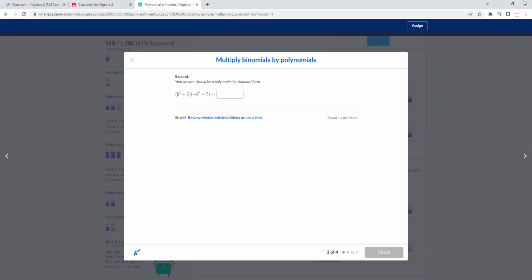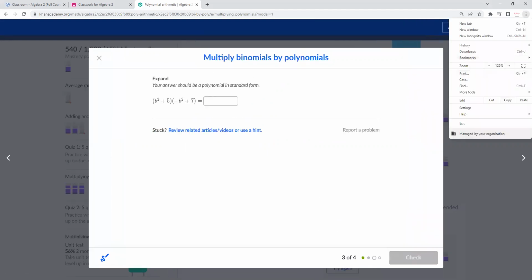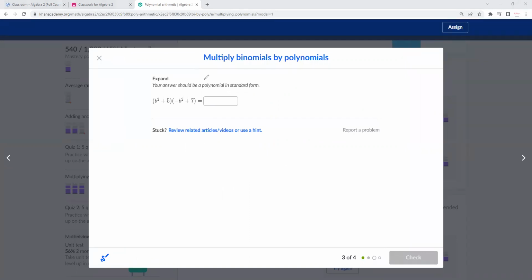Okay, here are two binomials. And a binomial, by the way, is two terms. You have monomials, which are one term. Binomials are two terms. Trinomials are three terms. And polynomials are usually three or more terms, usually four or so.